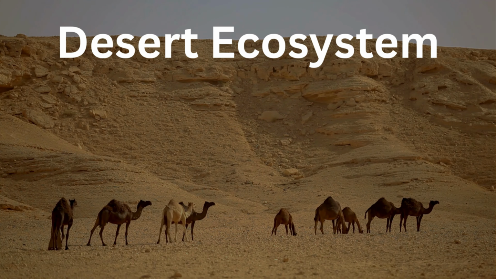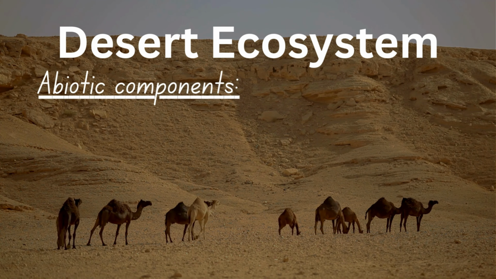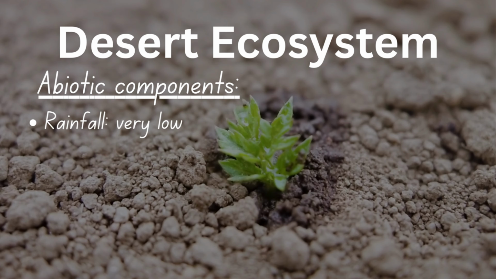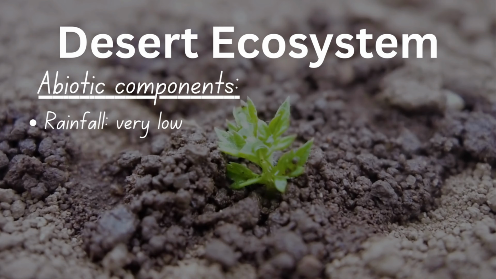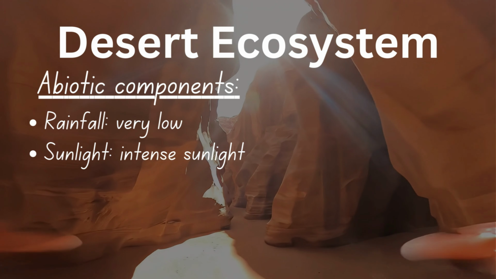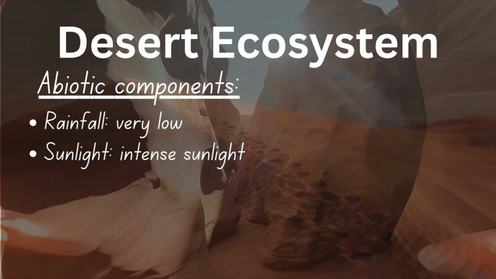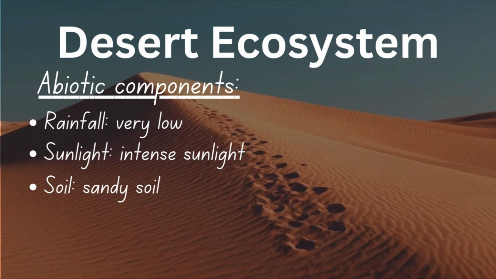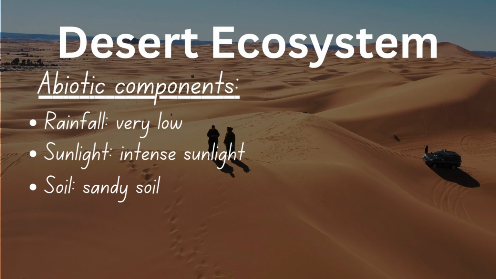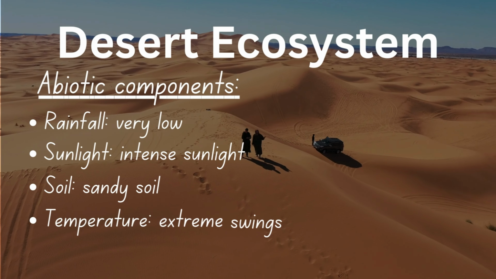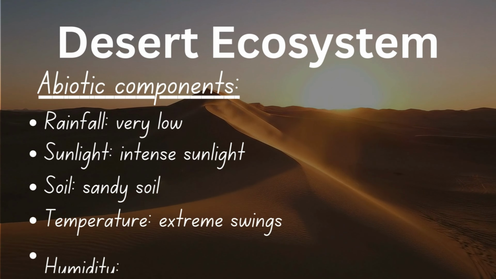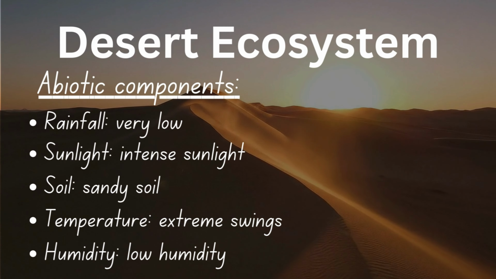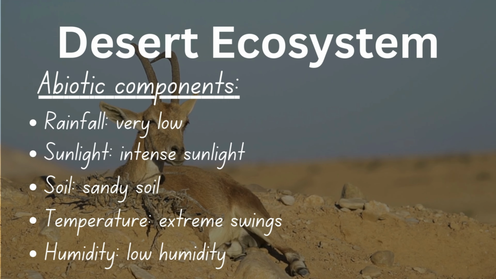Now moving on to the abiotic components of the desert ecosystem. Deserts receive extremely low rainfall, sometimes less than 25 centimeters a year. The sunlight is intense because there's no tree cover to block it. The soil is dry, sandy, and low in nutrients. Temperature swings are huge, very hot during the day and surprisingly cold at night. And overall, the air is dry with very low humidity. These harsh non-living conditions shape everything that grows and survives here.